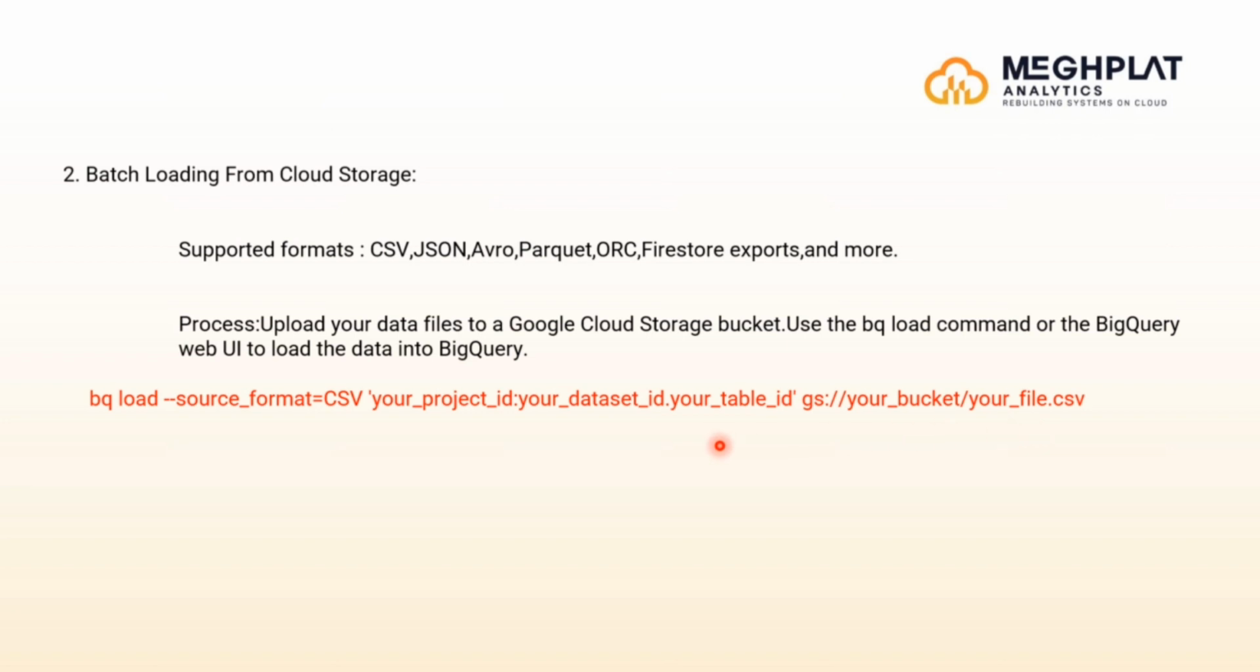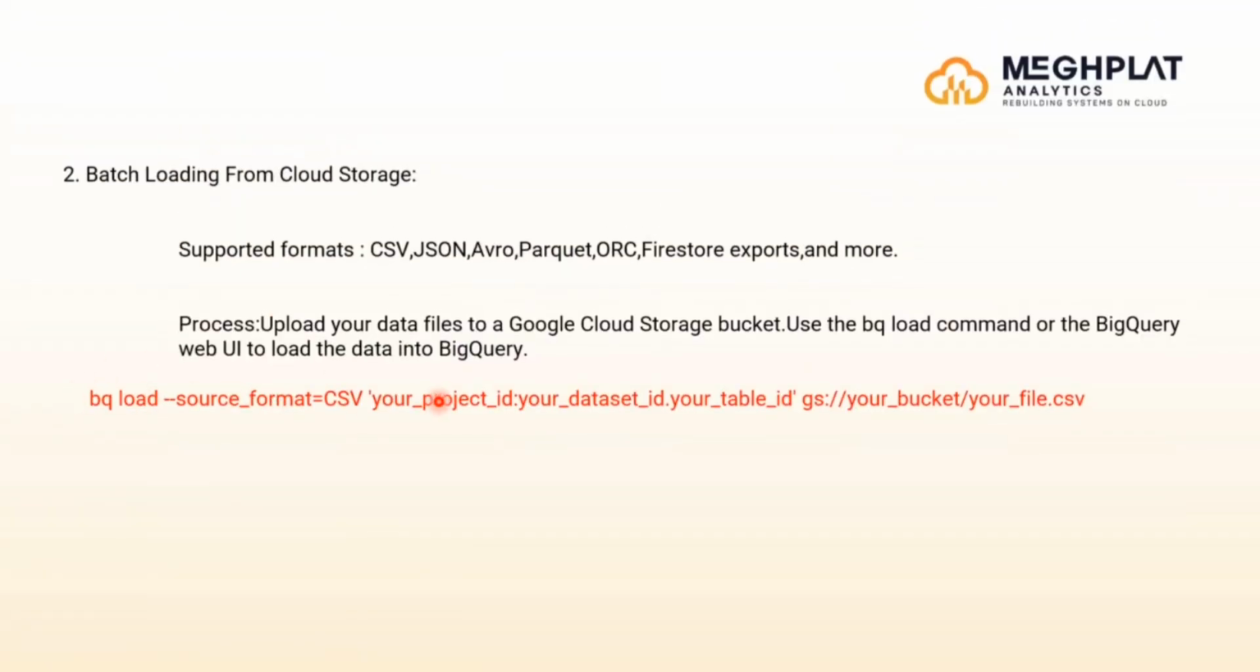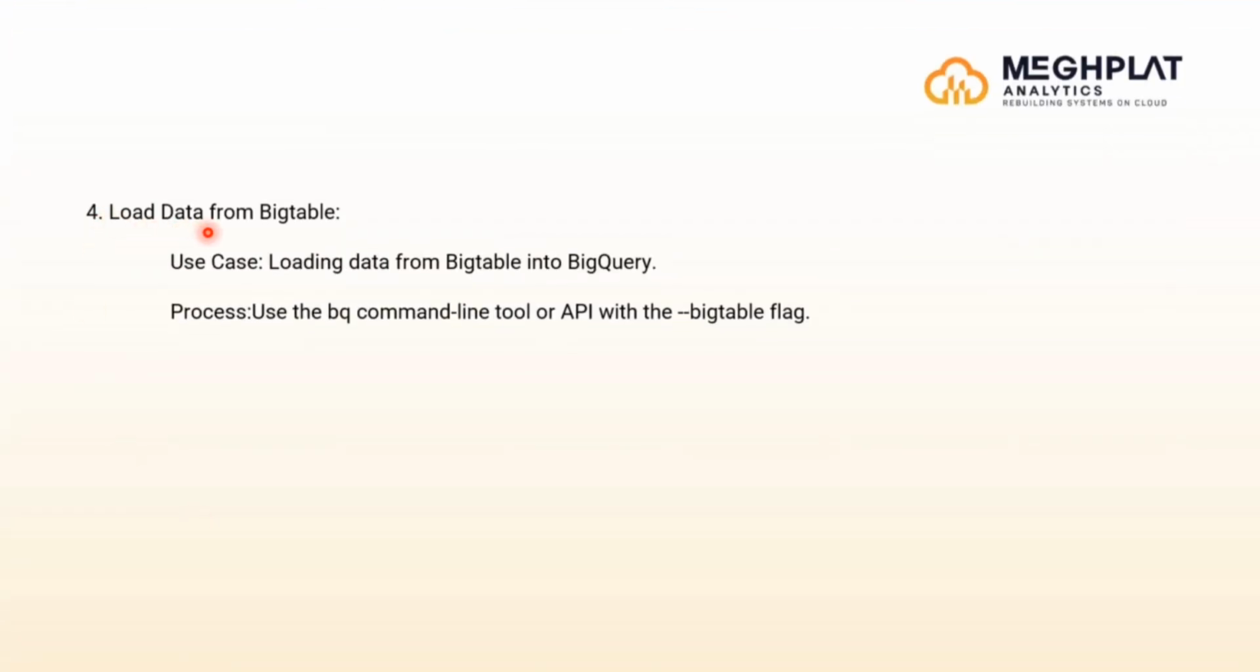The third one is, before that, let me show you. If we go here, this is our Cloud Shell terminal. In this area, we need to write this command. So this is about using the Cloud Shell terminal. I have also shown you how to upload a CSV file from our local desktop. The next one is load data from Bigtable.